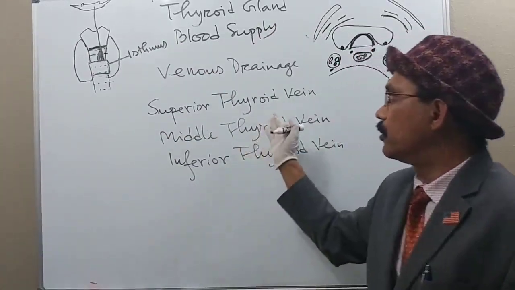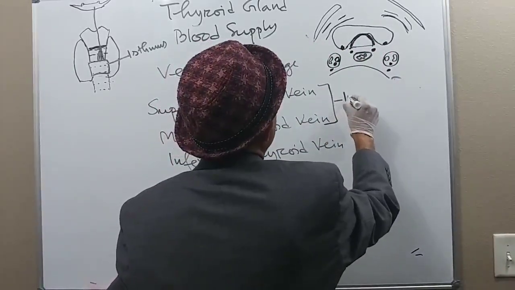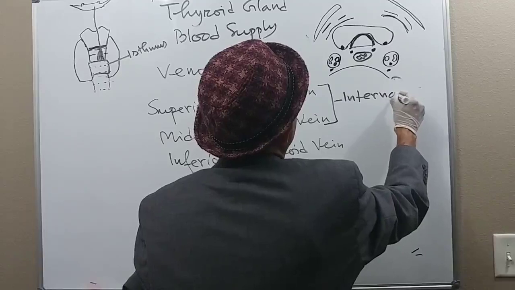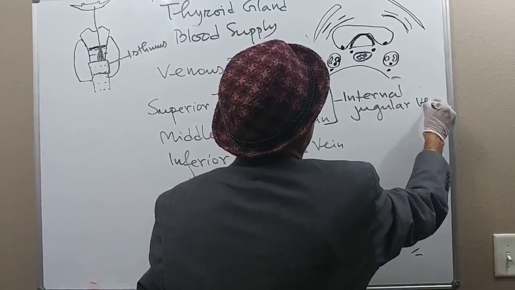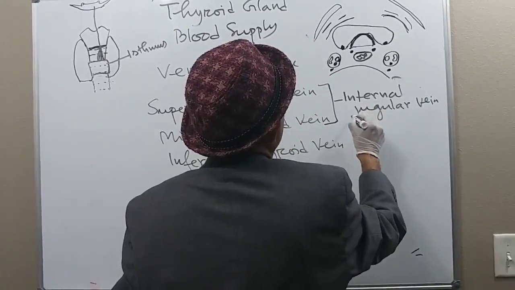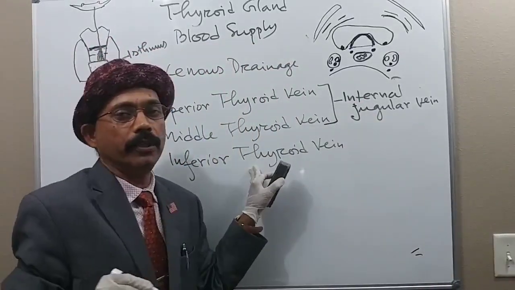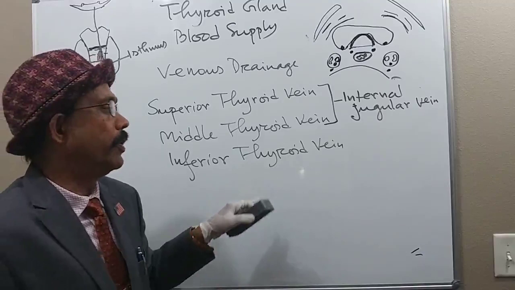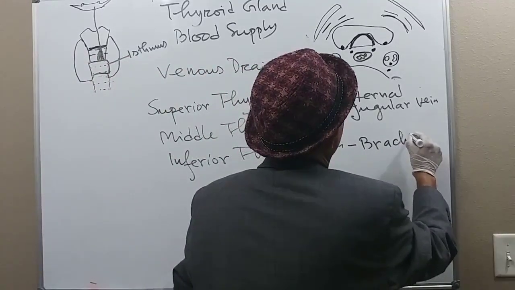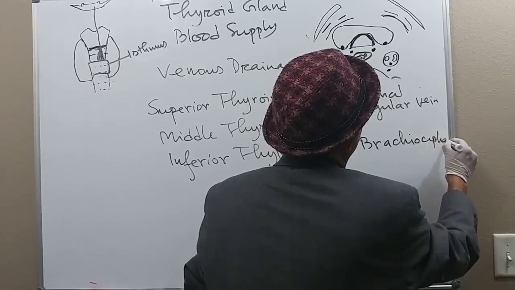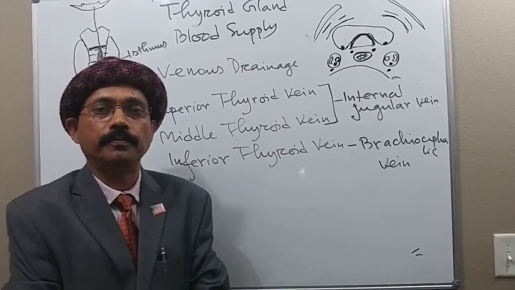Venous drainage of the thyroid gland is by the superior thyroid vein and middle thyroid vein. They open into the internal jugular vein. How about the inferior thyroid vein? The inferior thyroid vein opens into the brachiocephalic vein. So we got the blood supply.